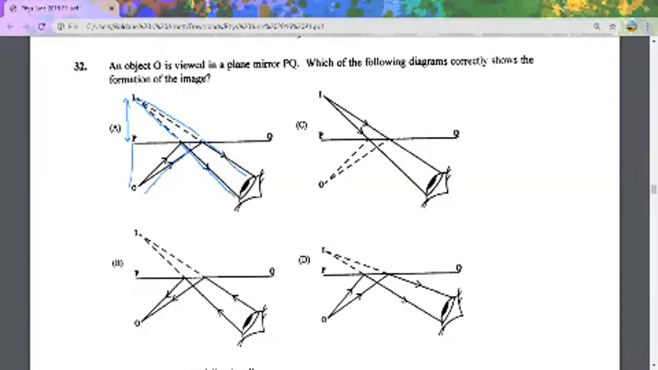Let's look at C going across. So C actually shows that the real rays are coming from the image, which is not true. That's not true.